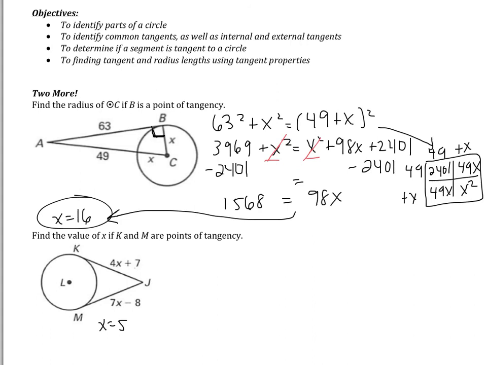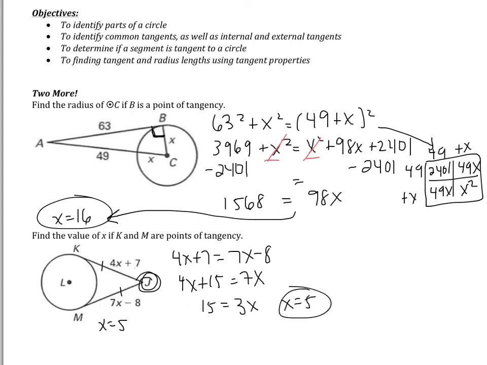For the second one, we have two tangents that come from the same external point, so they're going to be congruent. Congruent, I can set them equal. I get 4x plus 7 equals 7x minus 8. Adding 8 to both sides, I get 4x plus 15 equals 7x. If I subtract 4x, I get 15 equals 3x, and x equals 5.